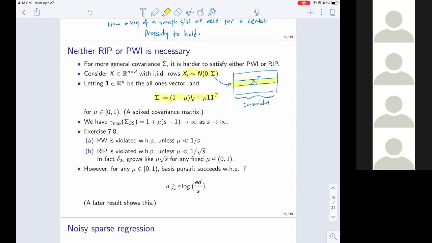Any questions? Okay, so this is the all-ones matrix, and this is the identity matrix. The matrix defined like this is, I believe, going to be one on the diagonal and mu elsewhere. So I'll redo this. All of these are mu. So there is a constant correlation, or covariance, of mu.